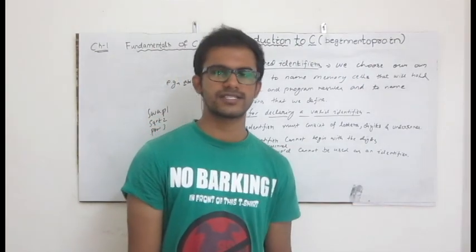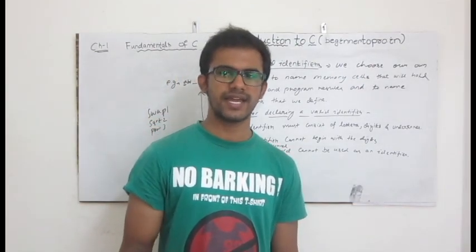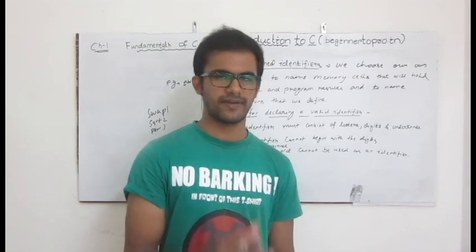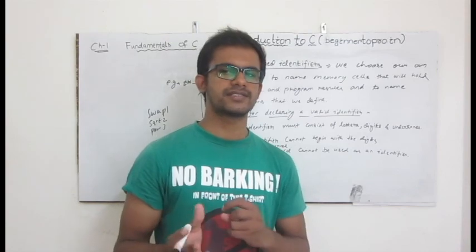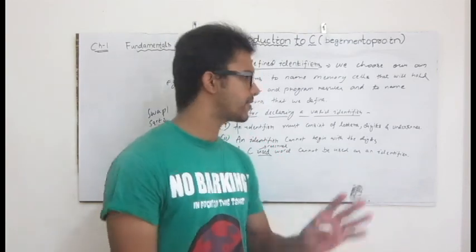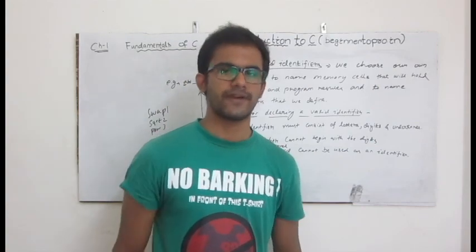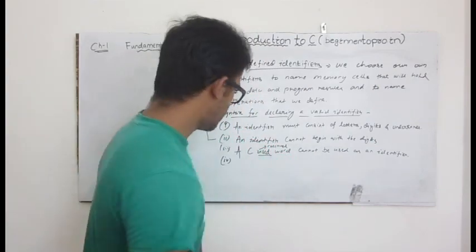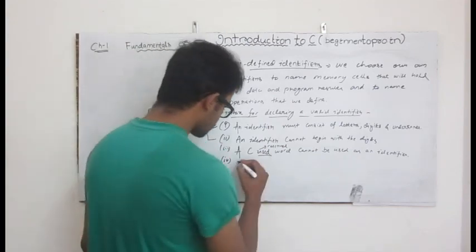So what does our fourth rule say? Our fourth rule says that an identifier defined in a C standard library should not be redefined. Standard library means the library functions. It should not be redefined, otherwise an error may occur. Okay, so let me write that.